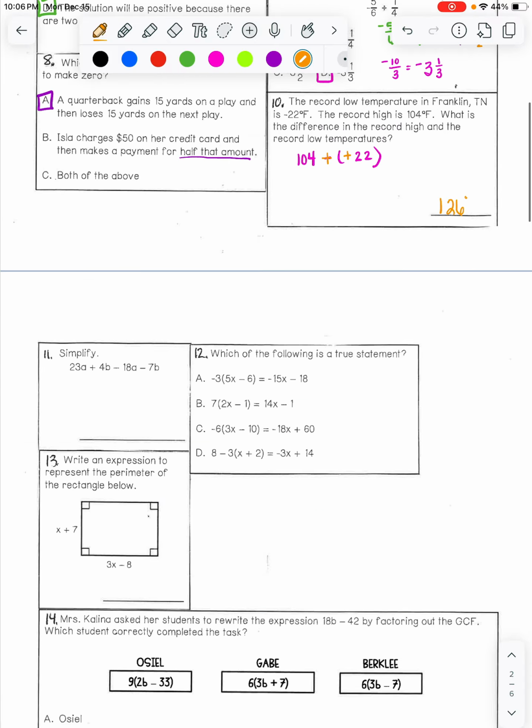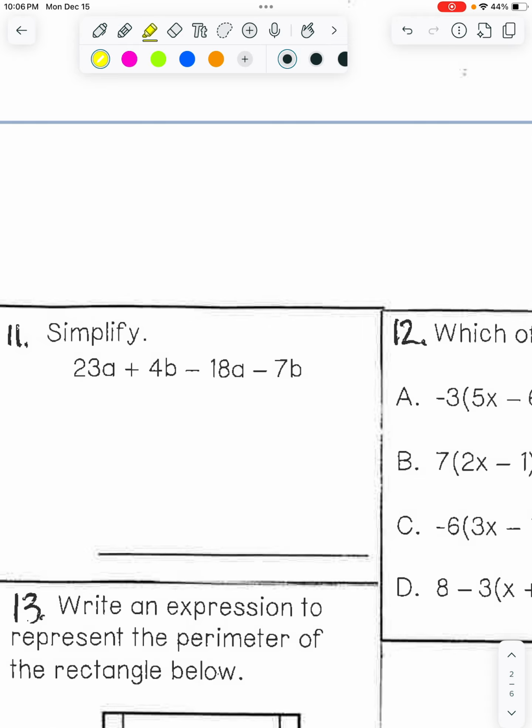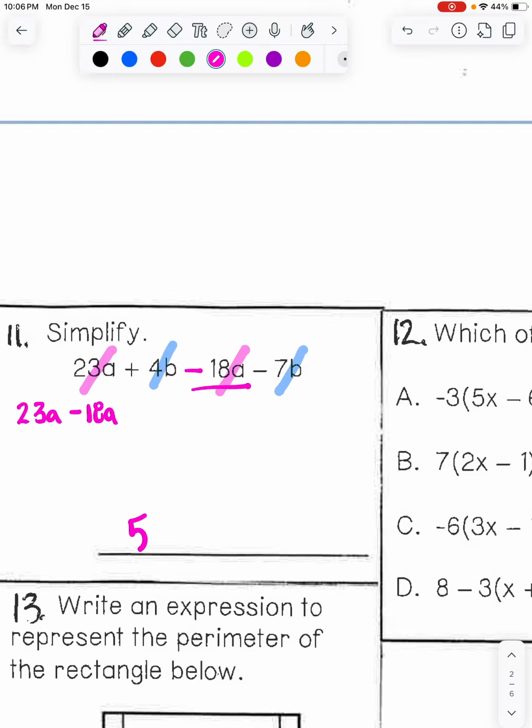On the back side, number 11, this is combining like terms. Here I can see that I have an A value and an A value. So I can combine those. I have a B value and a B value. I can combine those. So let's do those separately. 23A minus 18A. It's minus because there's a minus in front of the 18. 23 minus 18 is 5. So that's 5A. I'm going to do the same thing here.